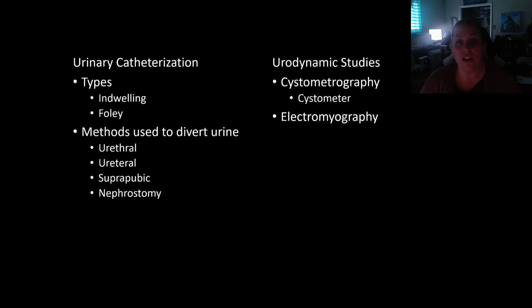We also see they could use an electromyography. When we're using electromyographies, these are going to evaluate the strength of the muscles that are going to help empty the bladder. So pushing the actual urine out in order to help make sure that it empties completely.